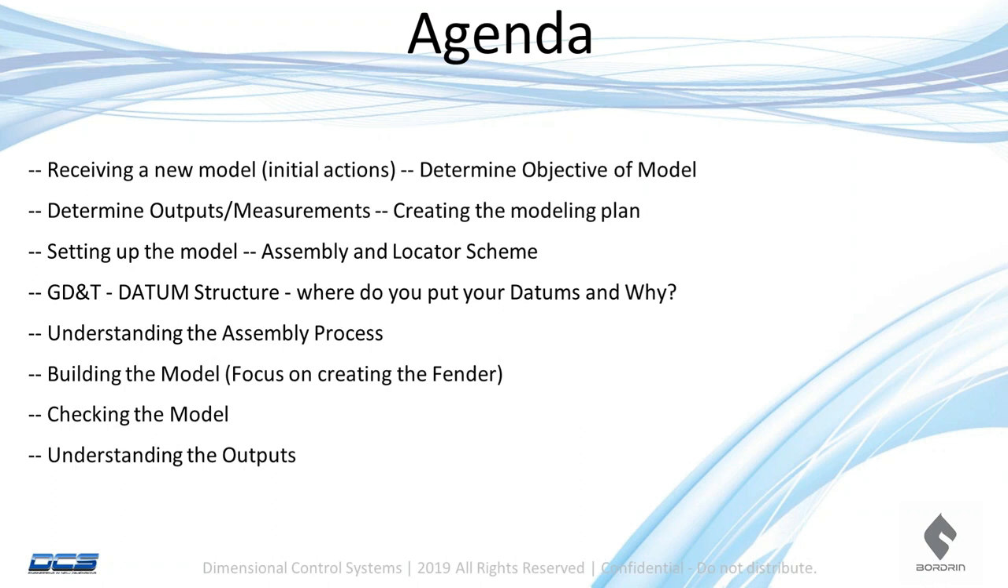So we're going to start off with the new model that Vince received. We first determined his outputs, his measurements, and then we talked about setting up the model. From there, we talked about the GD&T that he's going to put in the model. Kind of all three of those wind up into this understanding the assembly process, the fifth bullet point that I have put down here. And then at this point is where you'd really be building the model in 3DCS.